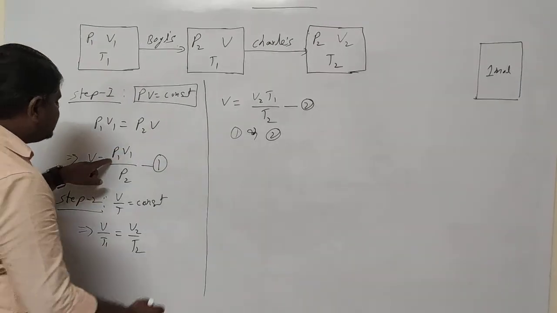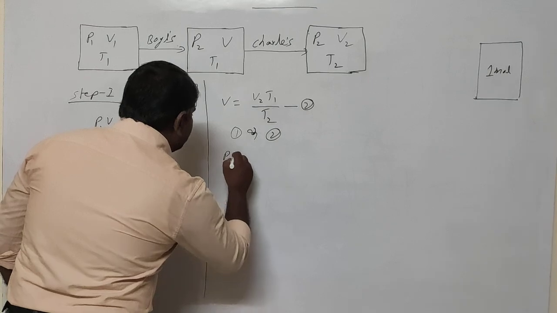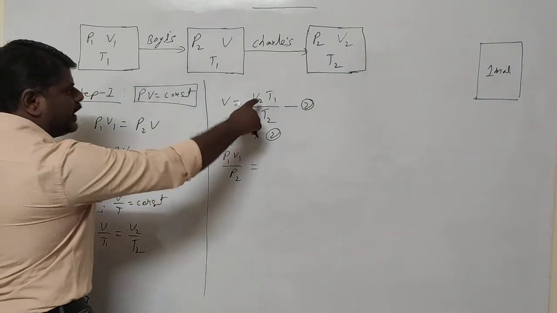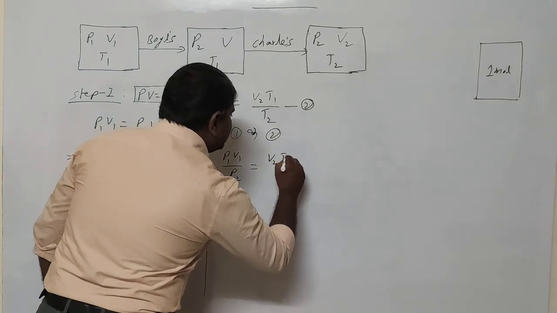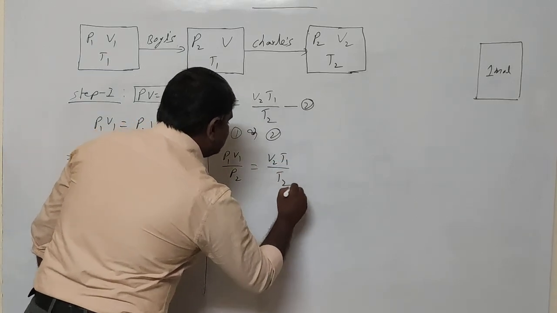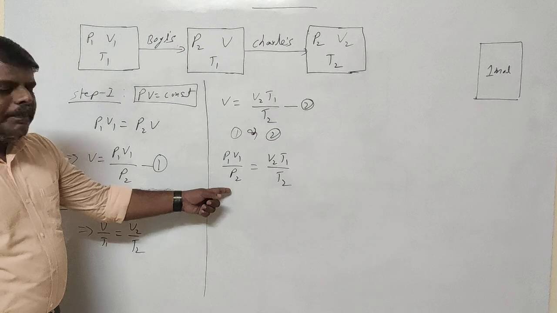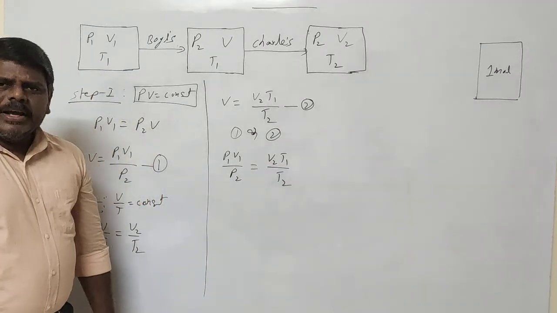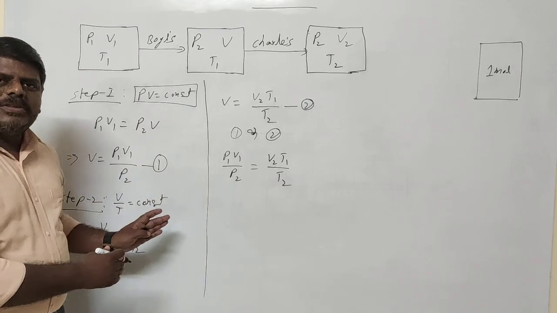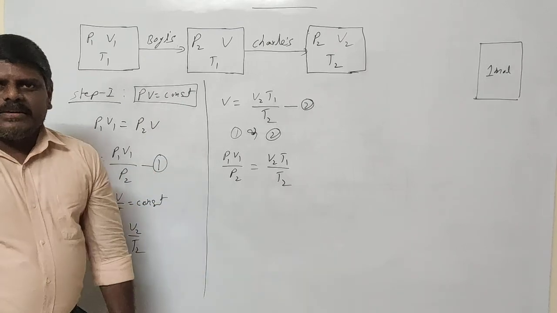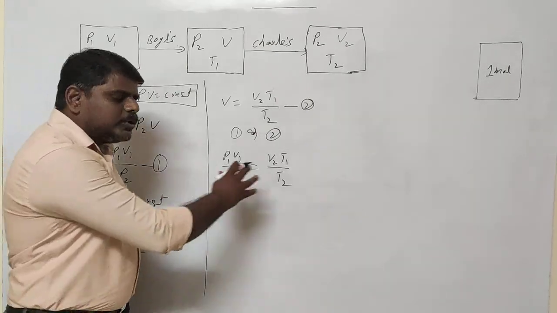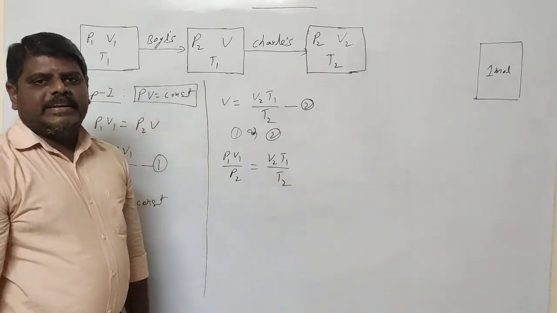When you equate the equations, what do we get? P1 V1 by P2 is equal to V2 T1 by T2. Next, what I am going to do is bring all the initial terms to the left side and the final terms to the right side. All the ones go to the left side, all the twos go to the right side.